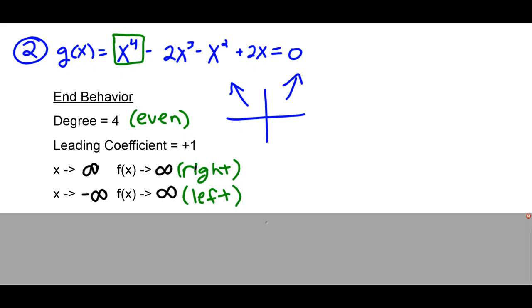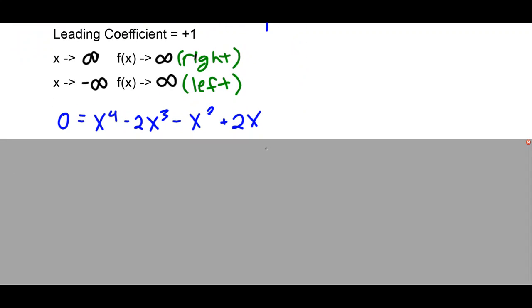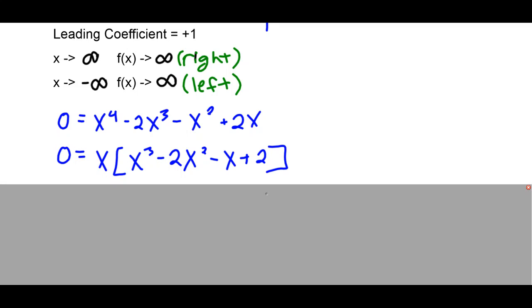So once we have our end behaviors, then we can start factoring. Now this one is going to require a little bit more factoring than the previous question, because this is now x to the fourth. But what we can do right away is we can factor out the GCF. The GCF would be x. And I decided to use brackets because there's going to be multiple sets of parentheses here. So I feel like the brackets can really help separate out the problem.